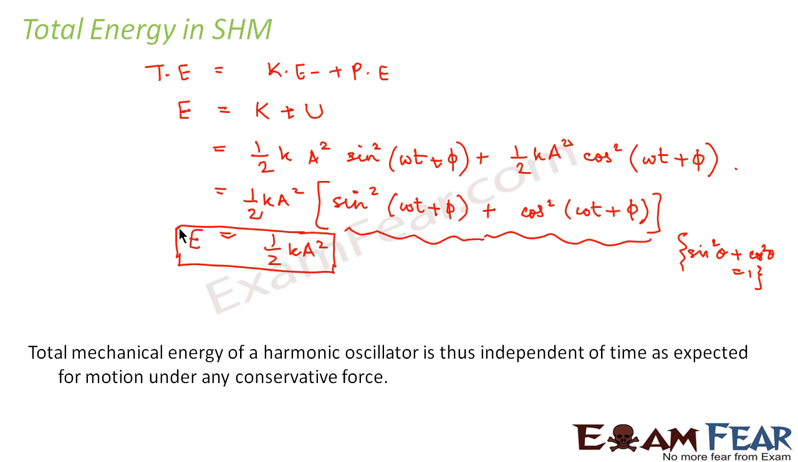So the conclusion is total mechanical energy of a harmonic oscillator is thus independent of time, as expected for motion under any conservative force. For any conservative force, the total energy is not dependent on time. So this is true for the total energy in simple harmonic motion.